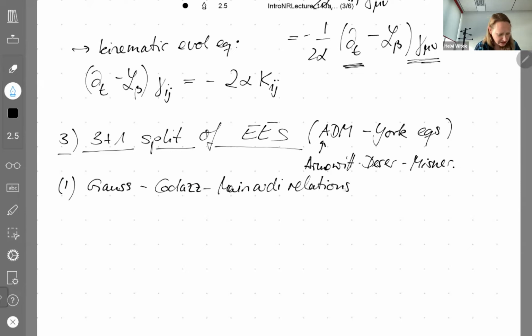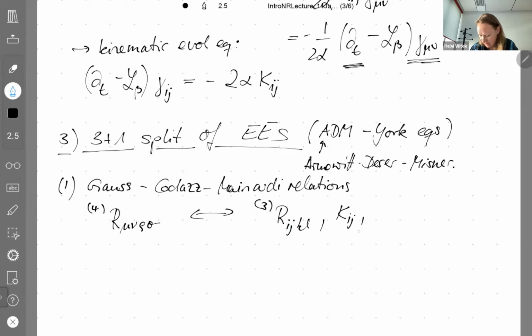In a nutshell, they give us relations between the four-dimensional Riemann curvature of our spacetime and the three-dimensional spatial Riemann curvature, the intrinsic curvature of our hypersurfaces, the extrinsic curvature that we've just seen, and this also contains the Lie derivative along the normal of the extrinsic curvature, which we will see contains a time derivative of our extrinsic curvature. So this will give us a time evolution equation later on.